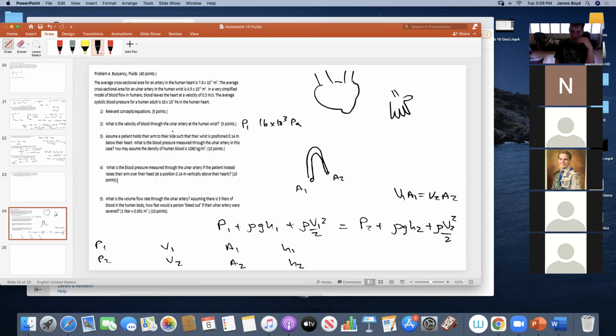So we're asked, what is the velocity of the blood through the ulnar artery? And we're told that V1 at the heart is 0.3 meters per second, and that the cross-sectional area, A1, I can't read that on here. I think it's 10 to the minus 5. 7.8 times 10 to the minus 5 meters squared, and A2 at the wrist is 4.5 times 10 to the minus 6. And so you can solve the continuity equation for V2 and get the velocity through the human wrist. Then, assuming that, so now we know V1, and we know that V2 is V1 times A1 over A2. We'll assume that that's a number that we know. We know these. This is 0.3.